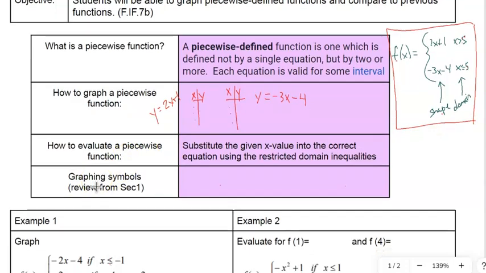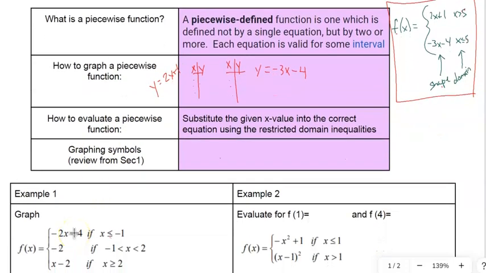The graphing symbol, since we're graphing, this is a review from secondary 1. If you have the symbol on the domain restriction of less than or greater than, we indicate that by an open circle, which means we can go all the way up to that point, but we're not including it. If our domain restriction has an equal sign with it, we can include it, and so we show that with a closed circle. So let's go ahead and do an example.